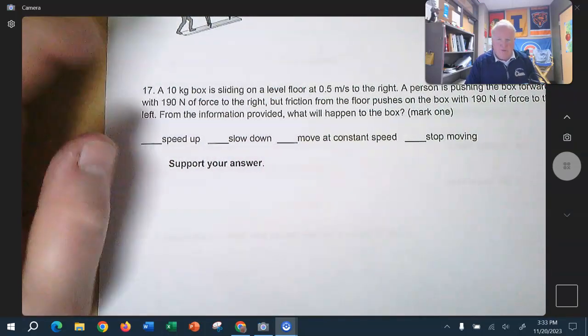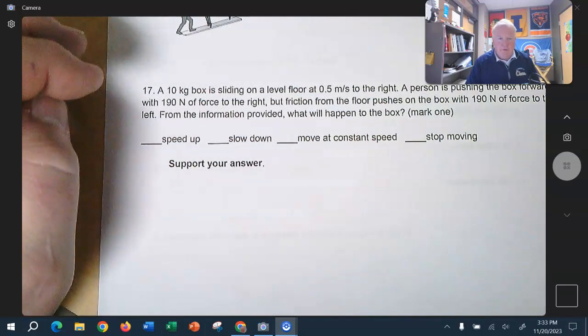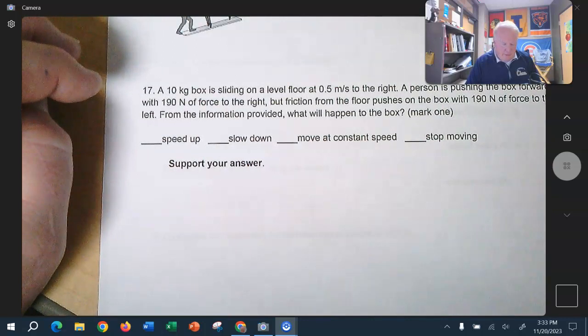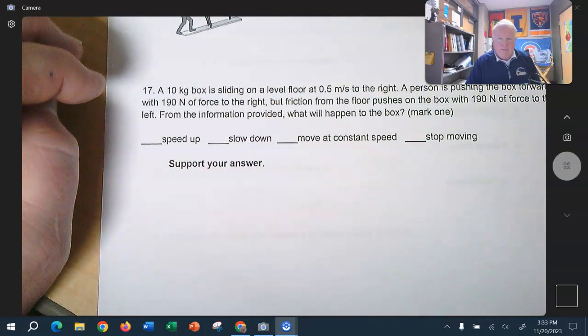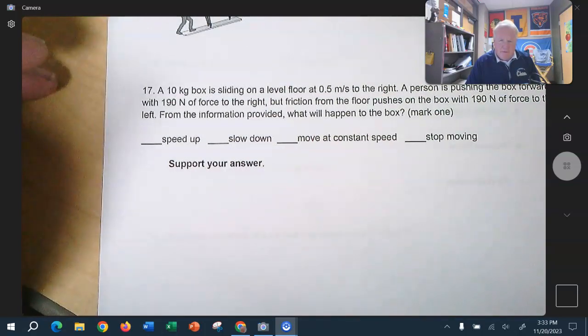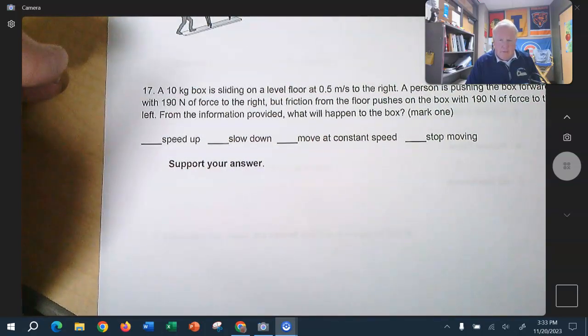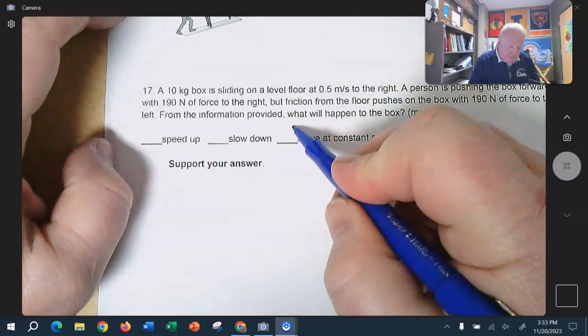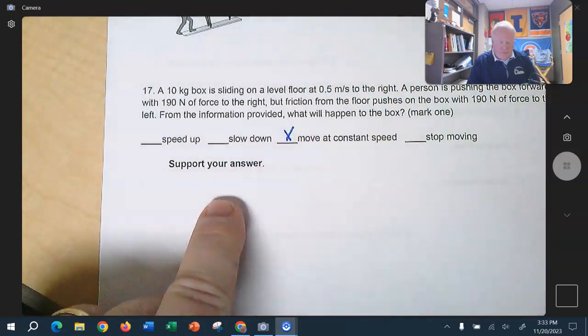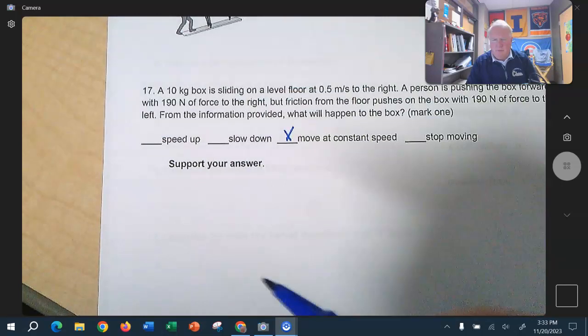Remember I told you, physics teachers love to constantly test this: if the forces are balanced, there are two things that can happen. It's either stopped or it's moving at a constant speed. It will not just stop automatically; it needs a bigger force. So it's going to be moving at a constant speed. Since the forces are balanced, the boxes will keep moving.